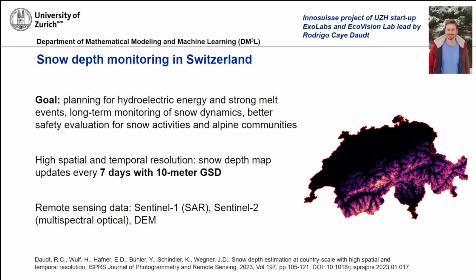What Rodrigo did is that he developed a time series model that every 7 days predicts the snow depth at the 10-meter grid spacing all over Switzerland. As input, we use Sentinel-1 synthetic aperture radar images to be a bit more independent from the cloud coverage, but it comes with disadvantages in the mountains. Sentinel-2, so optical multispectral images, and a digital elevation model.